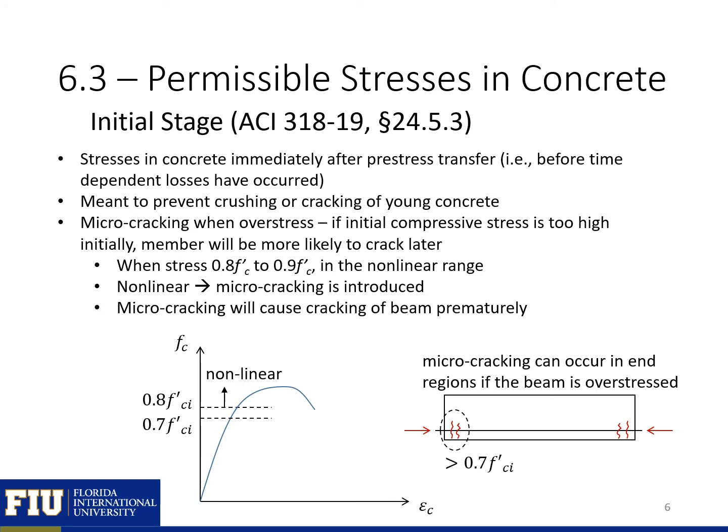Typically our service limit stresses will be controlled by the tension at the bottom of the beam. The allowable compression stresses in the end of the beam are there to prevent crushing or cracking of the young concrete and to prevent cracking in the future for the concrete. If you stress the concrete to greater than 0.7 or 0.8 times the release strength of the concrete, you're going to create micro cracks in the concrete, and then later the concrete in those regions will be more likely to crack. So you can see different codes will have different limits, but typically if we're less than about 0.7 f'ci, that will prevent this microcracking.